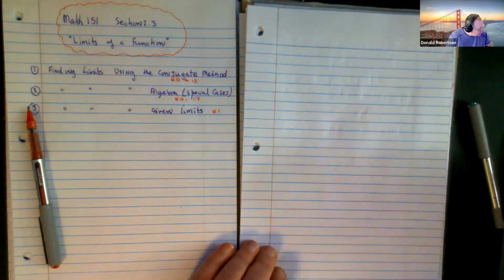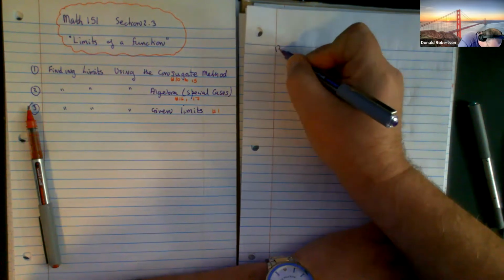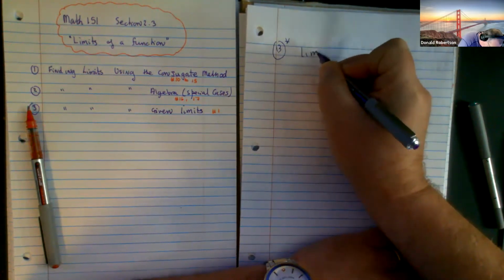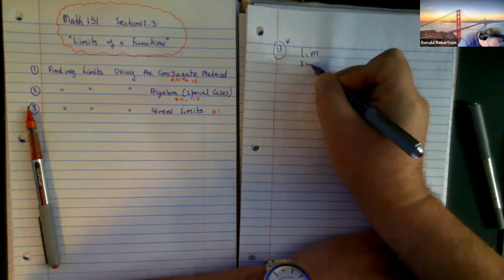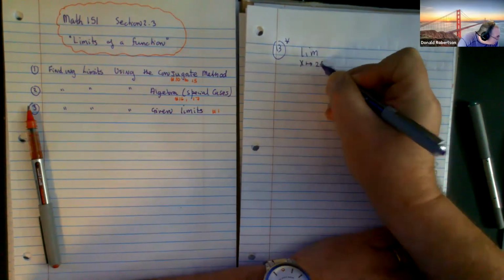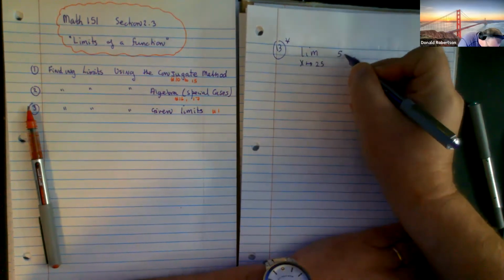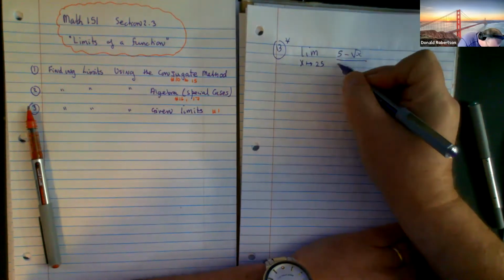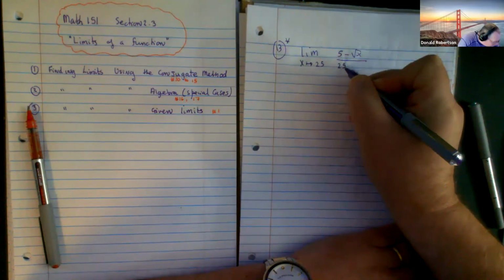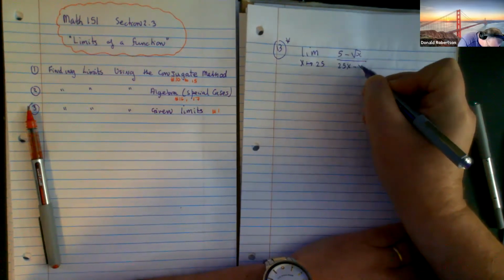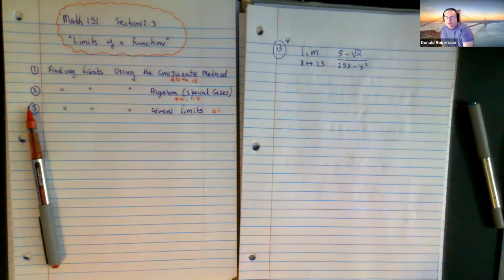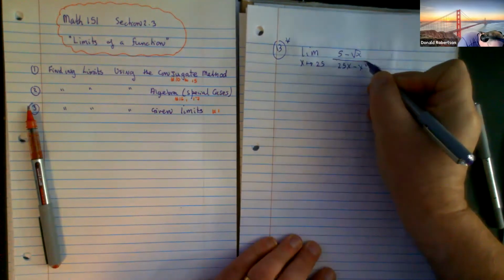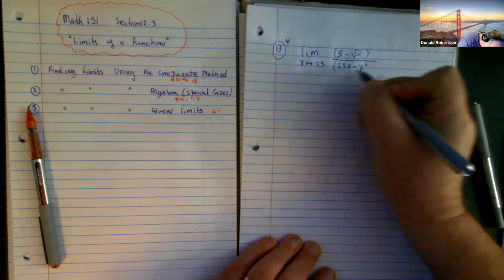Let's try another version. This is similar to 13. It's going to be the limit as x tends to 25 of 5 take away the square root of x over 25x take away x squared. So as I said, I'm trying to pick conjugate method, but each one maybe just gets a little bit different.